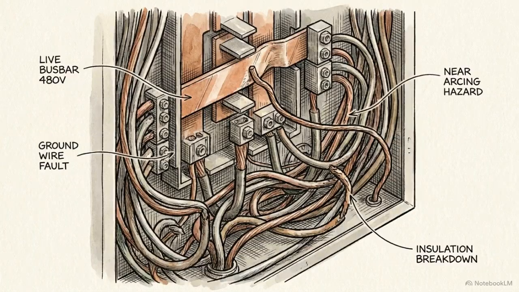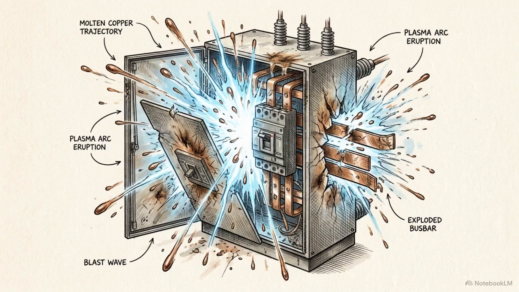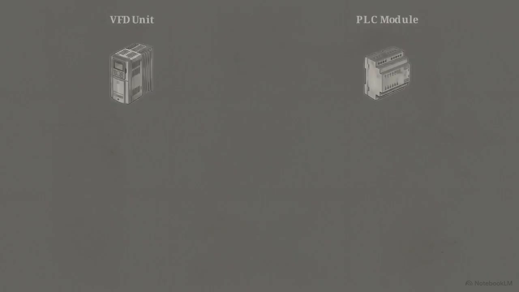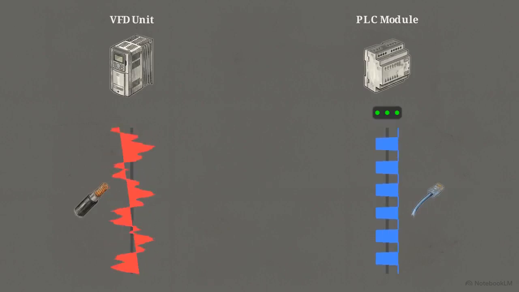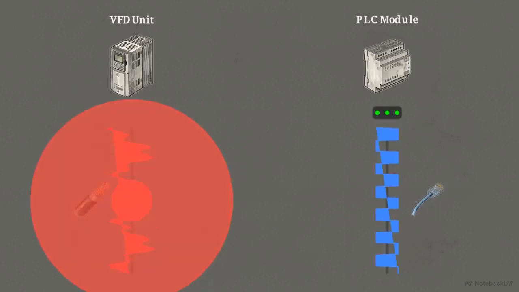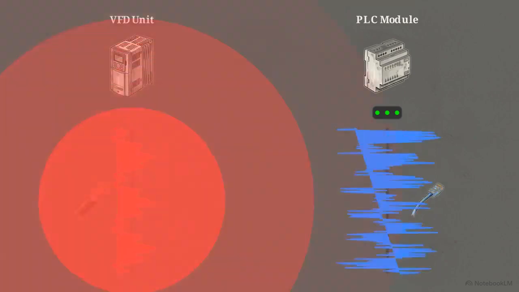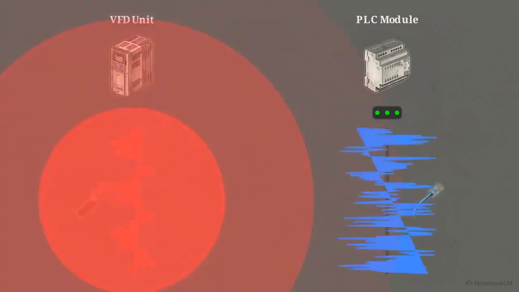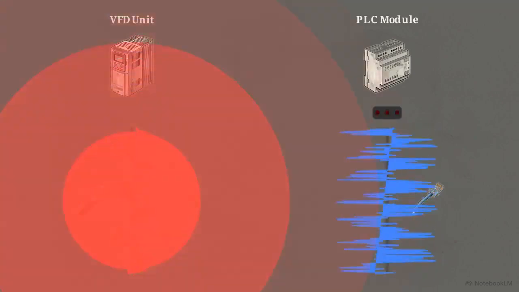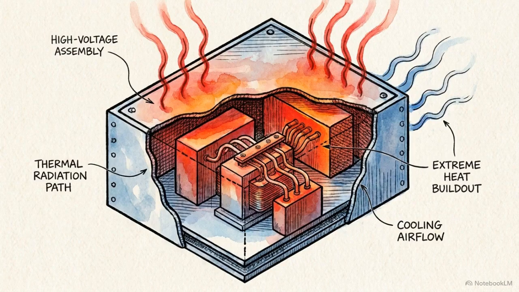If the physical design of the control panel is flawed, a single phase-to-earth fault can instantly trigger a lethal arc flash, vaporizing the surrounding copper. Beyond physical destruction, invisible threats exist. High-frequency noise generated by variable frequency drives can bleed into adjacent wires, corrupting the low-voltage data signals running to the programmable logic controller. Even if the wiring is flawless, trapping heat-generating components in a sealed metal box pushes internal temperatures past operational limits, causing hardware to melt.